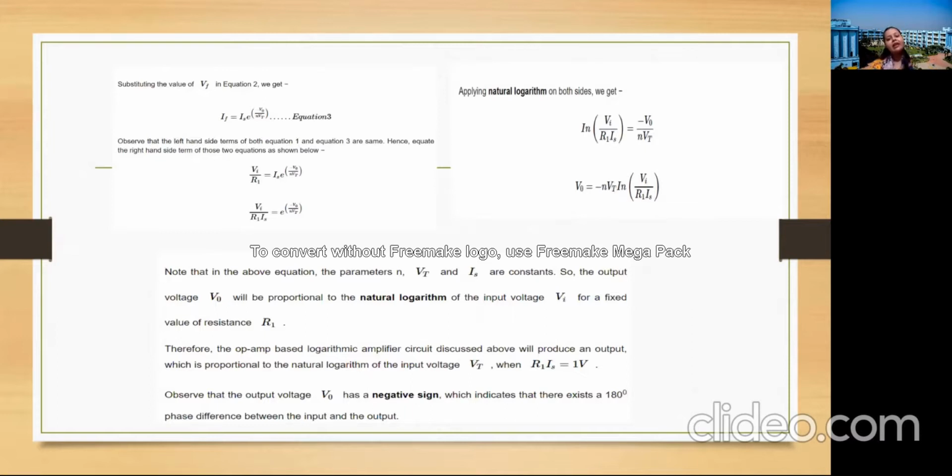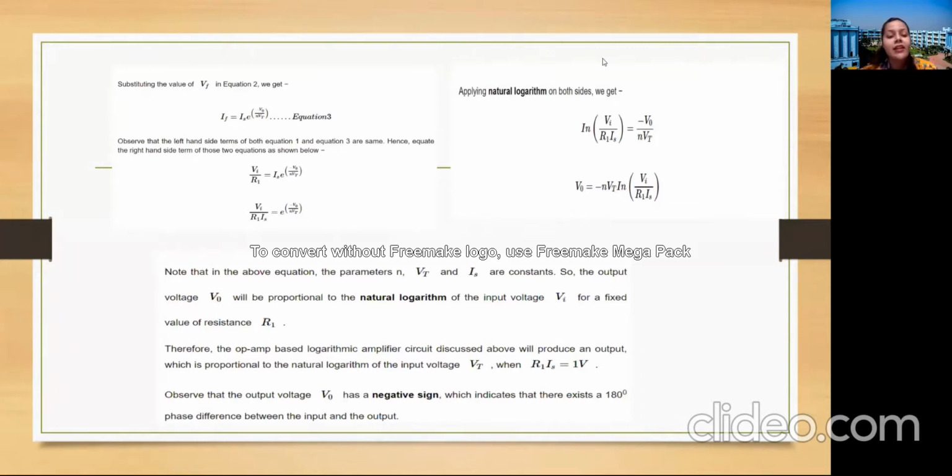Here we have observed a negative sign, which indicates that there exists a 180-degree phase difference between the input and the output. And you can again assume why this negative sign is there, because this is a construction of an inverting op-amp, and whenever we design an inverting op-amp, there will be a phase shift between the input voltage and the output voltage. So this was all about a logarithmic amplifier.